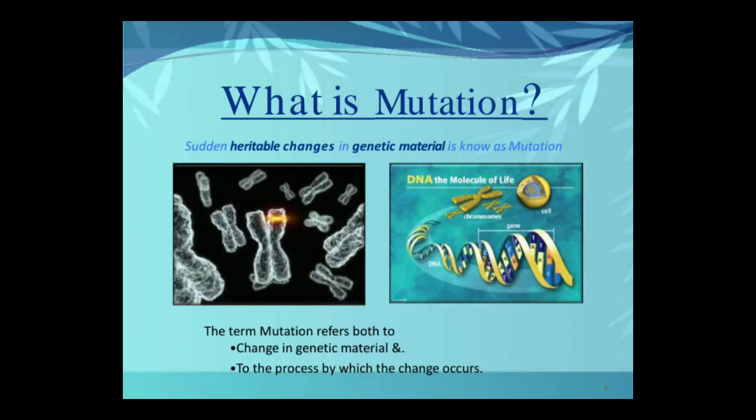What is the meaning of mutation? It is a sudden heritable change that is caused in the genetic material. It is known as mutation. The term mutation refers both to the change in the genetic material and to the process by which the change in the genetic material occurs.